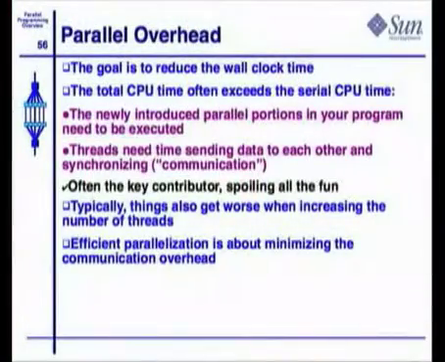So the goal is to reduce the wall clock time, the execution time of my program. The problem is that the CPU time, as measured through CPU clock cycles in the core CPU, often exceeds my original serial CPU time. In other words, if I was charged for cycles, my bill would go up. I would pay more because I consume more cycles. If I do a good job, the reward is that I have my results sooner.